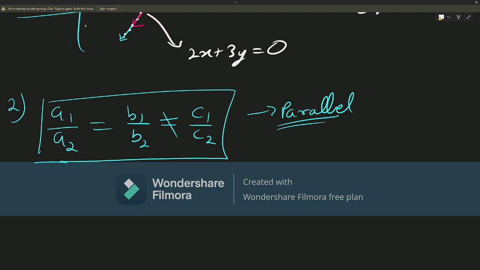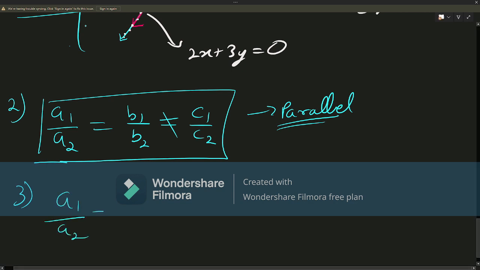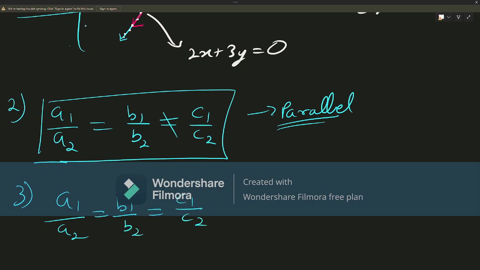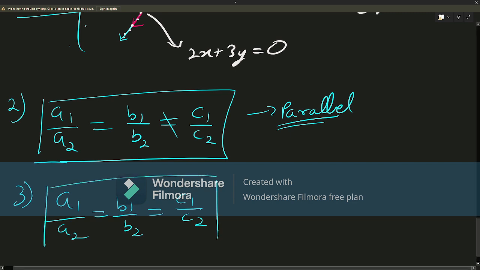Now, the last type of question that they might ask is for coincident. For coincident, A1 upon A2 should be equal to B1 upon B2, and it should also be equal to C1 upon C2. Only then can the lines be called coincident.